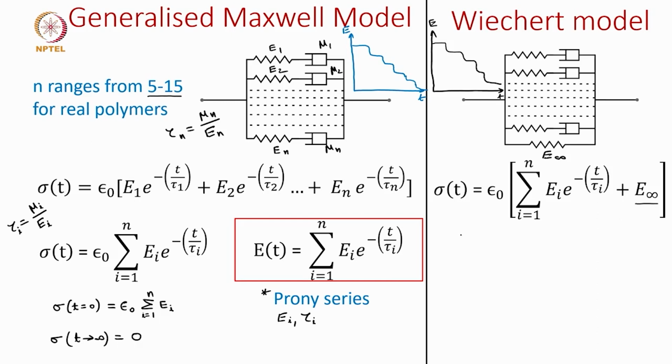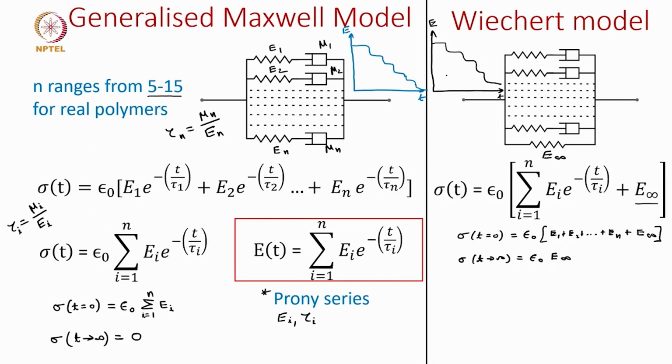For this, now let us see what happens at sigma at t equals 0. T equals 0 is simply epsilon naught times E1 plus E2 plus so on up till En plus E infinity. And when time t tends to infinity, this should go to epsilon naught times E infinity, because the rest of these exponential terms go to 0, but the spring which is in parallel will still contribute, giving epsilon naught times E infinity.